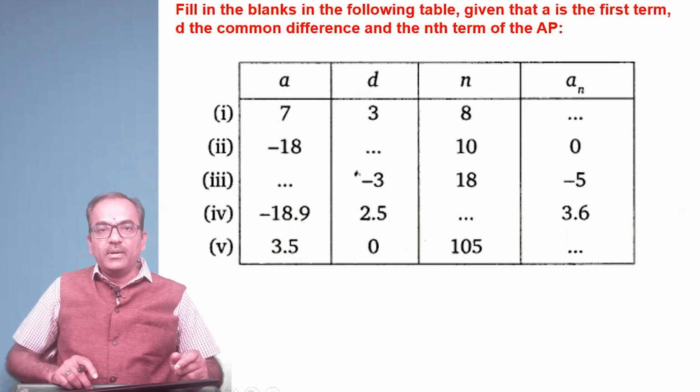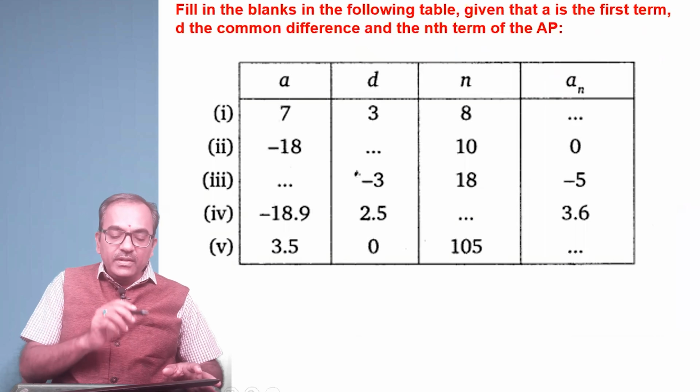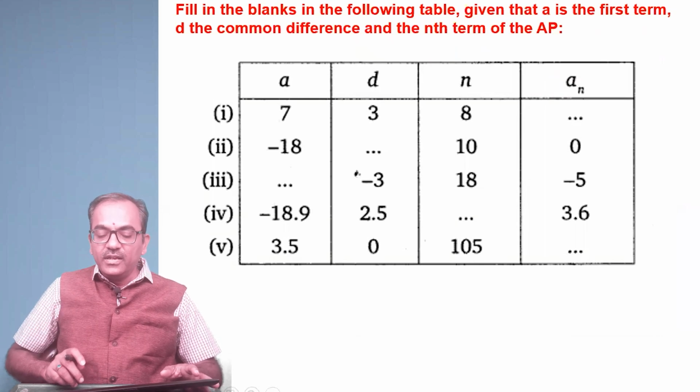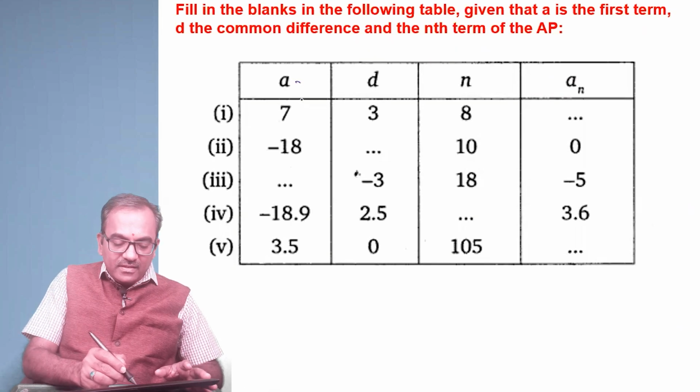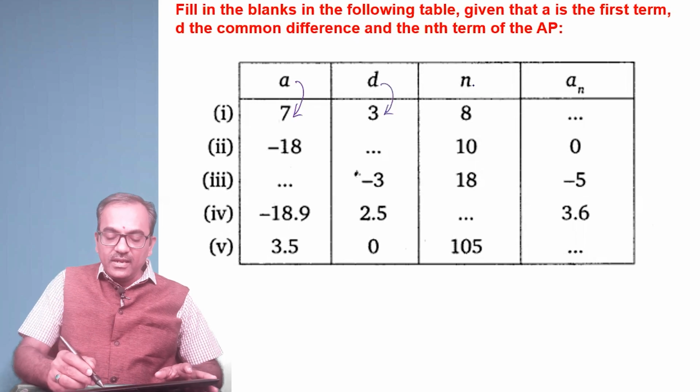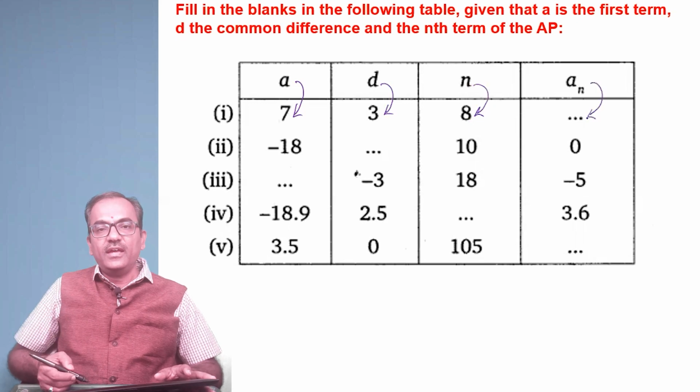Now look at this table which is given in your textbook. Hope you have your textbook at your service. Fill in the blanks in the following table, given that a is the first term, d is the common difference and n is the nth term of AP. Now it is given that a is equal to 7, d is equal to 3, n is equal to 8, and we are supposed to find the An.